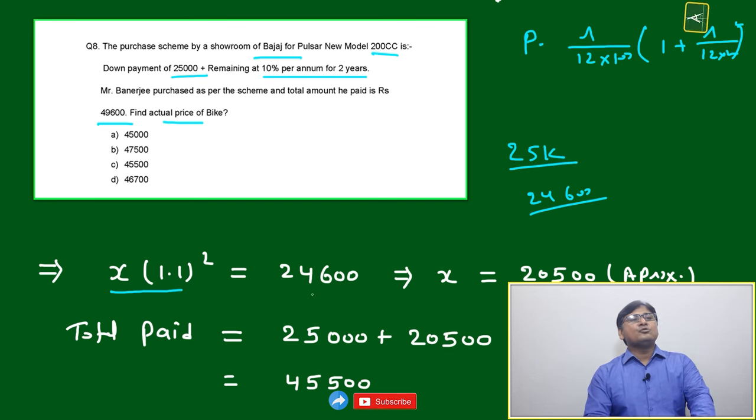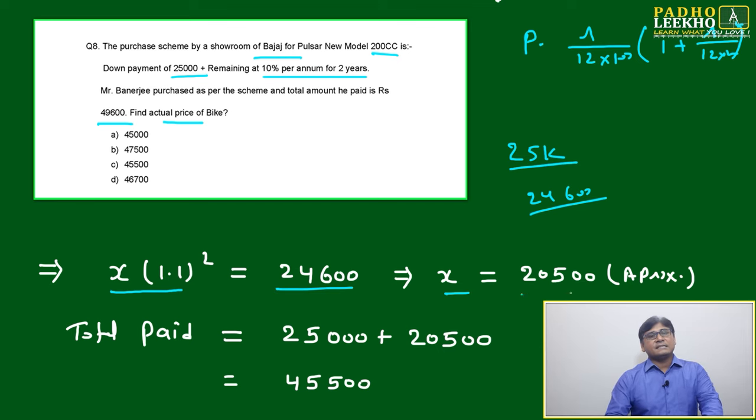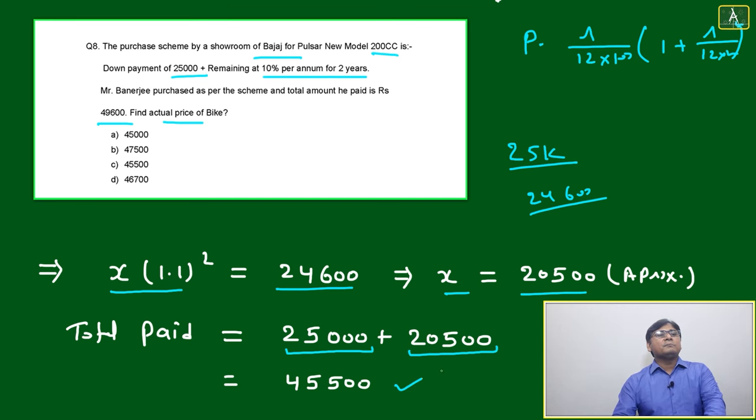Okay, then x into 1.1 square is equal to 24,600. X will become approximately 20,500. Then total paid is 25,000 plus 20,500, which is 45,500. Means he has paid 49,600.